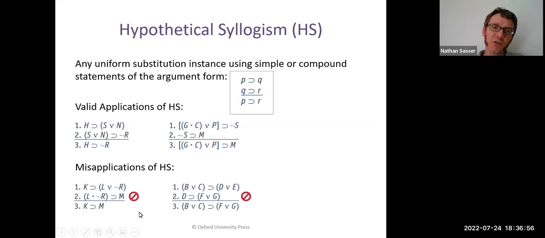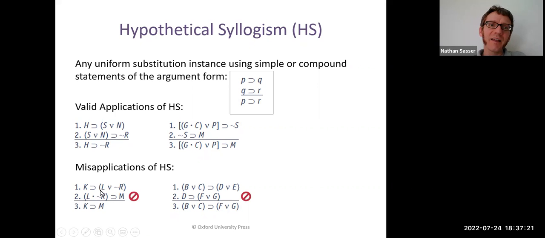Now, misapplications, ways that you can screw this up. If K, then L or not R. If L or not R, then M. Therefore, if K, then M. That looks so good, though. What could possibly be wrong with that? Where did they screw up?